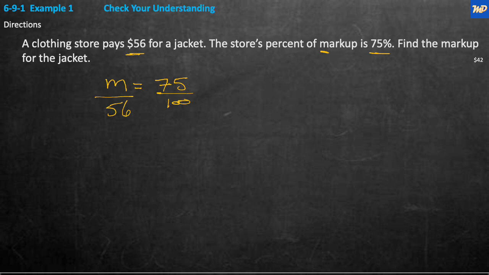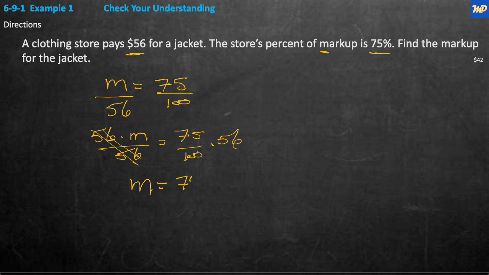We're just going to multiply both sides by 56. So we're going to get 56 times M over 56 is equal to 75 over 100 times 56. And the 56 is canceled. We're left with M equals 75 times 56 divided by 100. And that equals, in dollars, $42. Do the math. 75 times 56 divided by 100, $42. That's the markup.